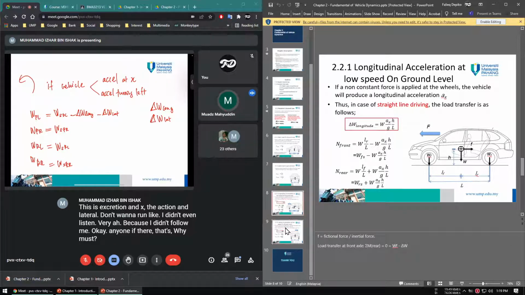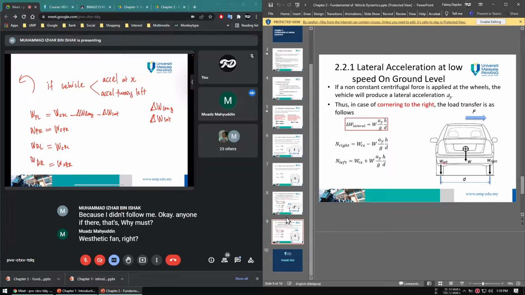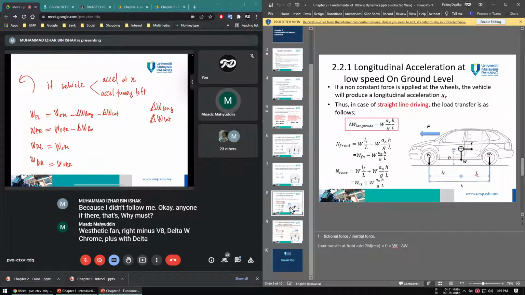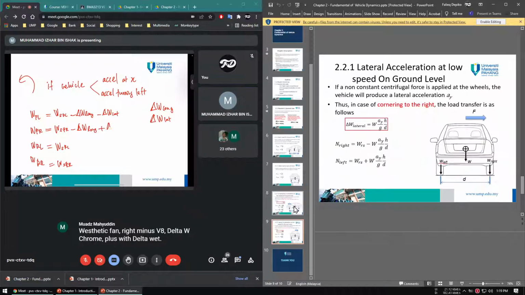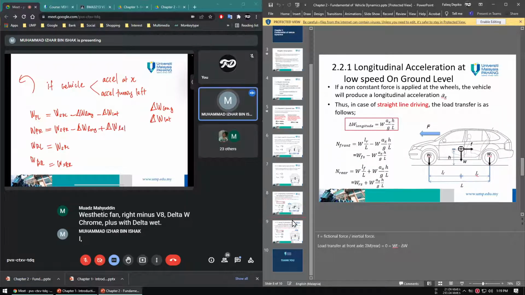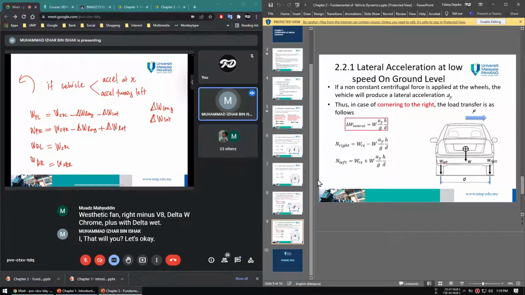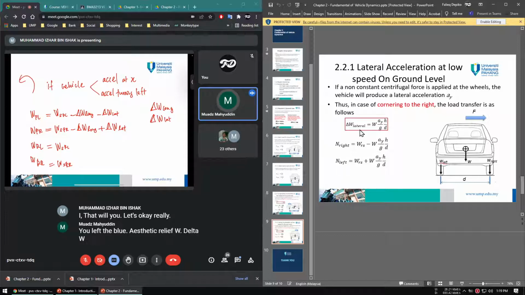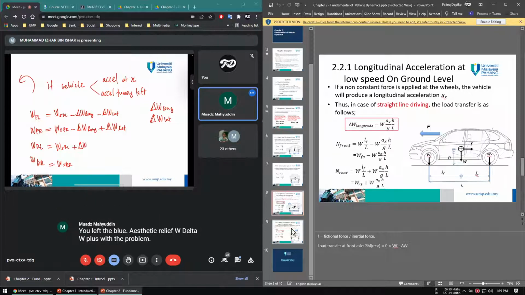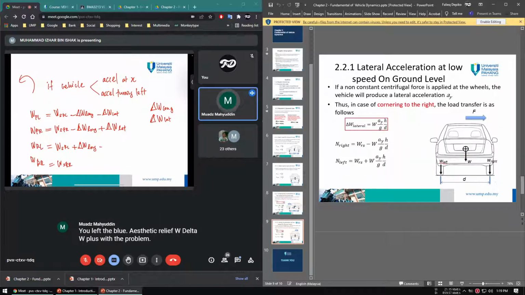W static front right minus with delta W long plus with delta W lat. Plus W lat. Okay. Rear left: W static rear left, W delta W plus with delta W long minus with delta W lat.